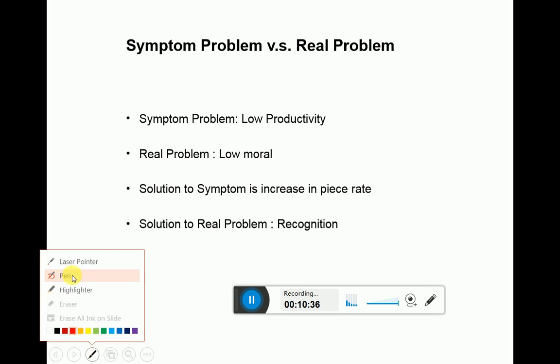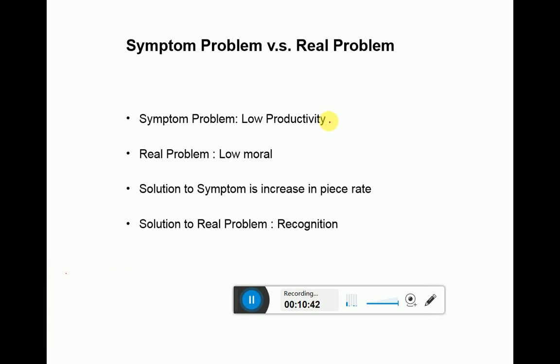Let me first highlight here. If the symptom problem is low productivity, the obvious solution is to increase the piece rate, meaning the wage rate of the employees, and definitely their productivity will increase. However, when I studied the literature review, I found that the real problem is not low productivity, the real problem is low morale. Now how can I solve this real problem, low morale? It can be solved with the real solution, and that is employee recognition.